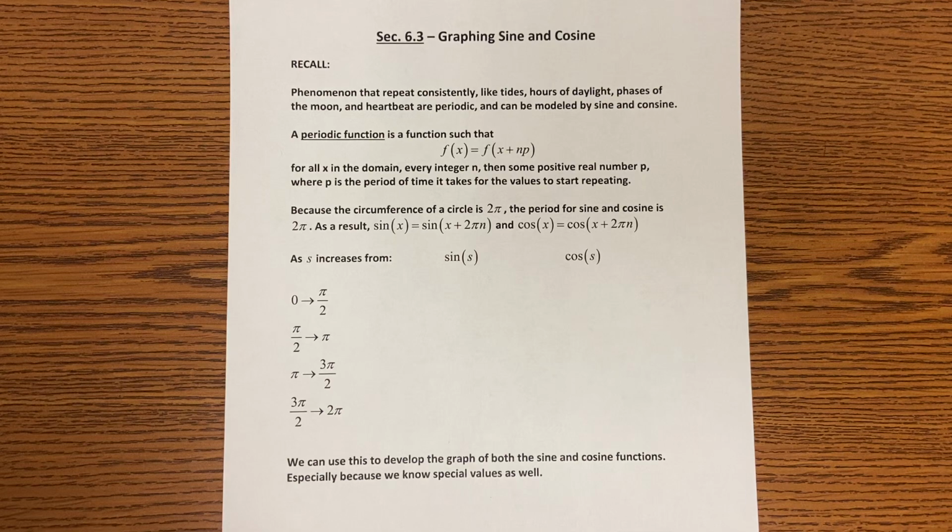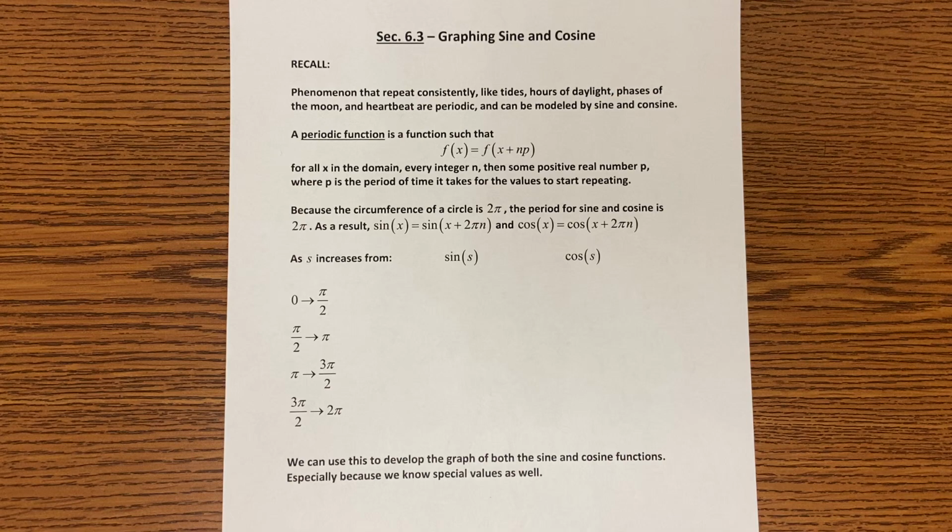So really, to establish the baseline, we're going to talk about a few things about sine and cosine and their behavior and what's important on the graph, or where the identifiable components are on a graph of sine and cosine. So recall from 6.2, there are plenty of phenomena that repeat consistently, like tides, hours of daylight, phases of the moon, even your heartbeat. These can all be modeled by periodic behaviors like sine and cosine.